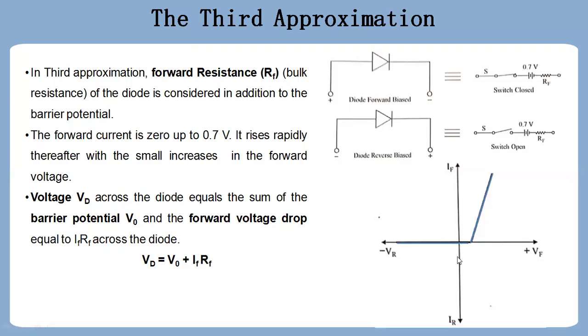So in the output graph, you can see that till 0.7 we won't get any output, and after that our output current increases gradually. Again, in reverse bias, the equivalent of the diode will be an open switch. We won't get any output in our reverse bias. So this is the VI characteristics for the third approximation of the diode.